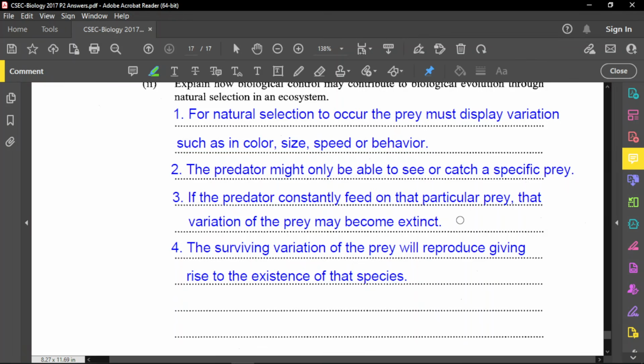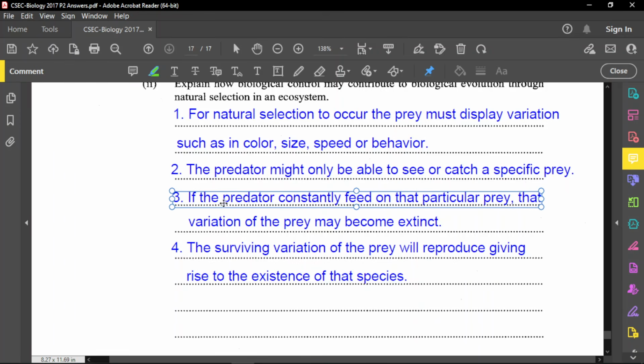Now the second point to note here is that the predator might only be able to see or catch a specific prey. For example, if one variation of the organism has a color that camouflages it, then it's going to be difficult for the predator to kill, right?